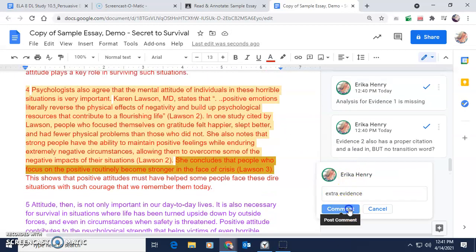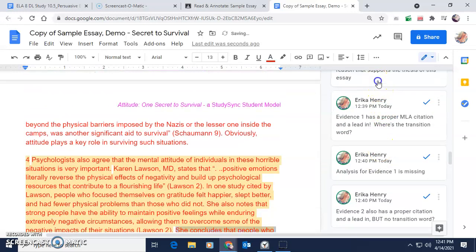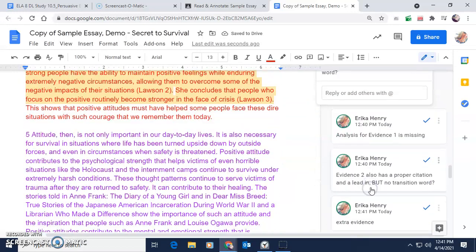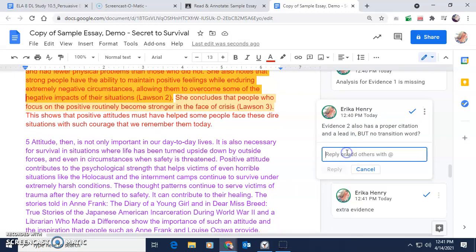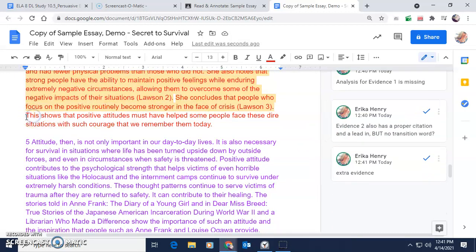And you can click comment. All right, so far we see topic, evidence, missing analysis, evidence, more evidence. They finally analyze it. This shows that positive attitudes have helped some people face their dire situations with such courage that we remember them today. We finally have analysis after evidence 2. So let's make that side note.